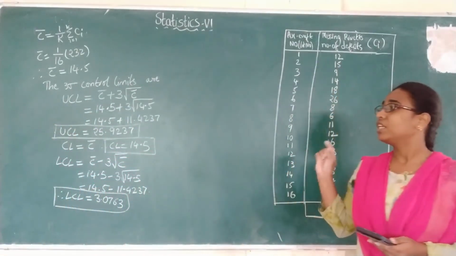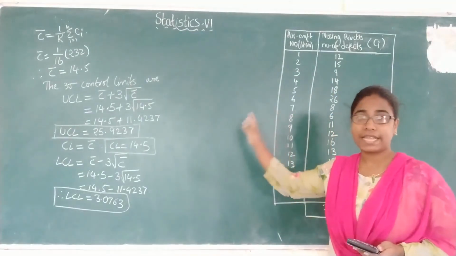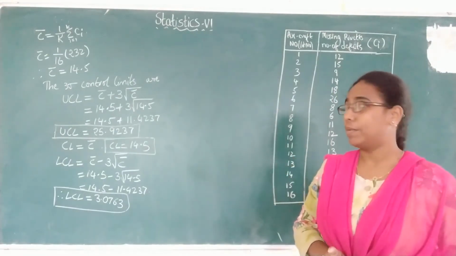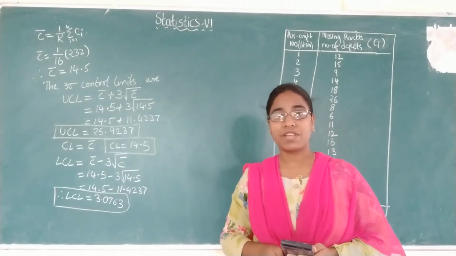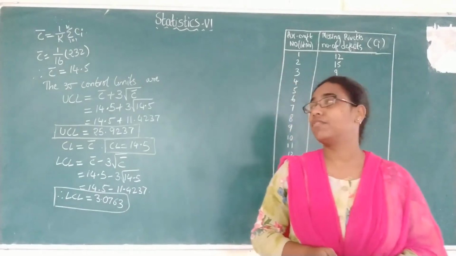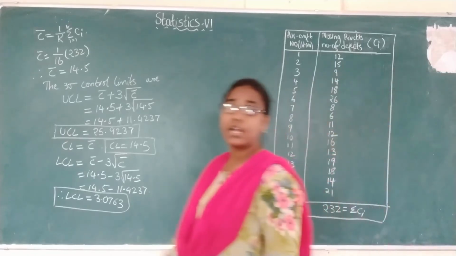So we have finished the setting of control limits. The first part is calculating the average, second is setting of the control limits. So after setting the control limits, what is the third step? In the third step, we have to construct the control chart for the C chart. So now we will do the construction of the control chart. Now we have to go to the third step. What is the third step? We have to construct the control chart.